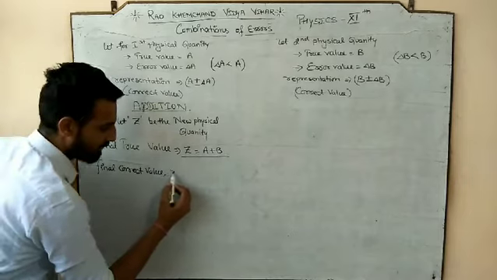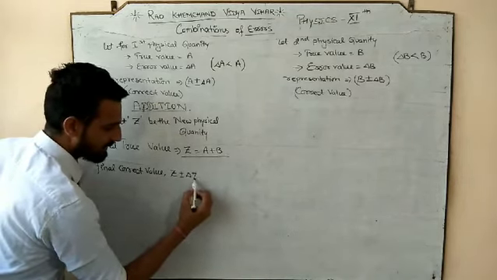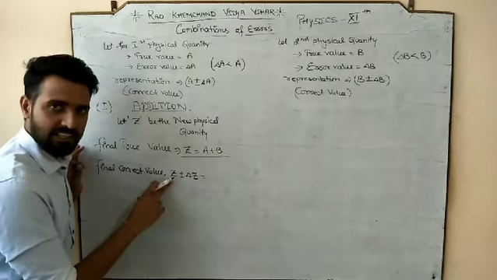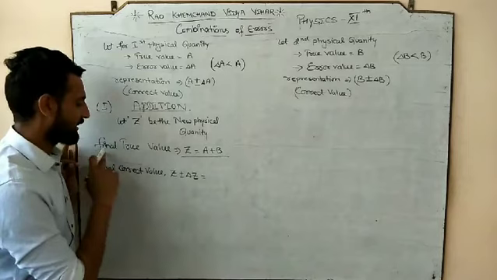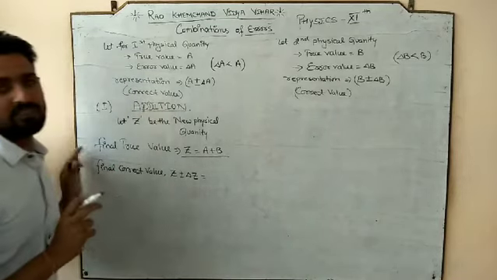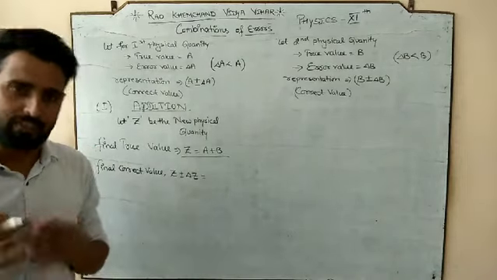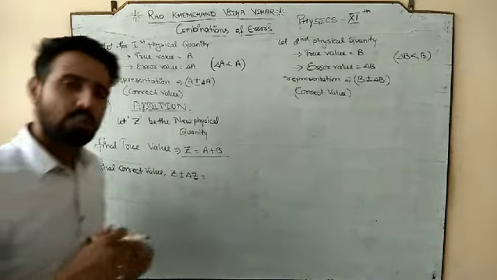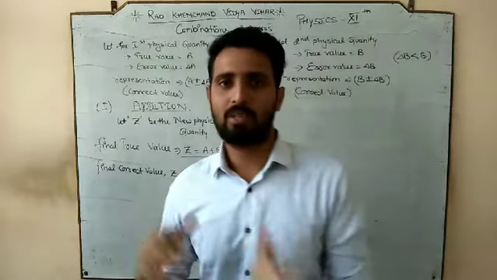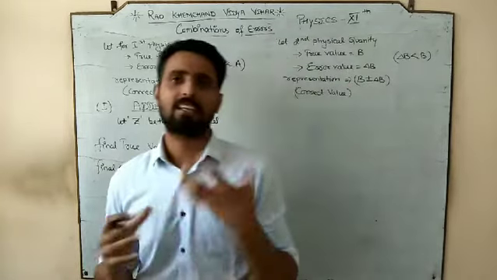So the final correct value, let's suppose, is Z plus minus delta Z. What is Z representing? Z is representing the final true value, and delta Z is representing the final error in the physical quantity after the addition. Because when you add two physical quantities, you will get the true value of the final, and you also get the error in the final.